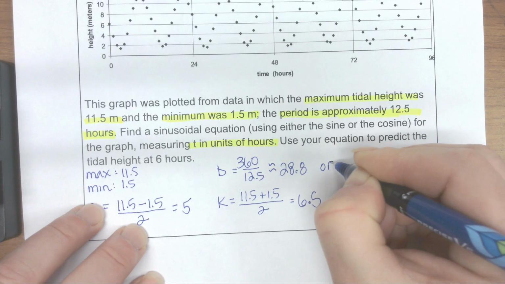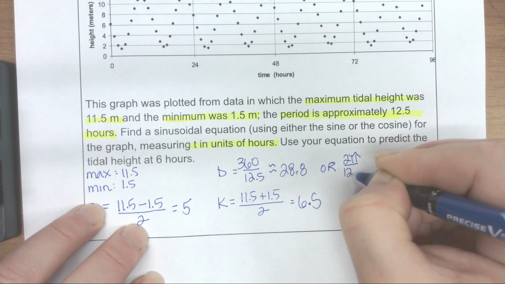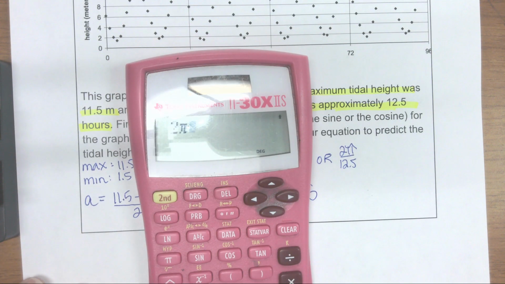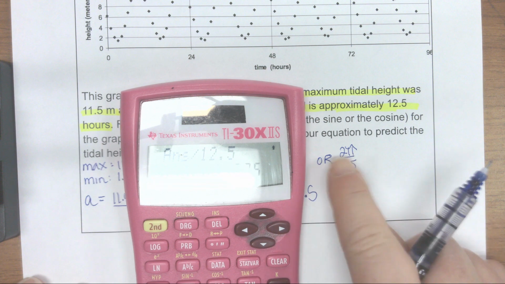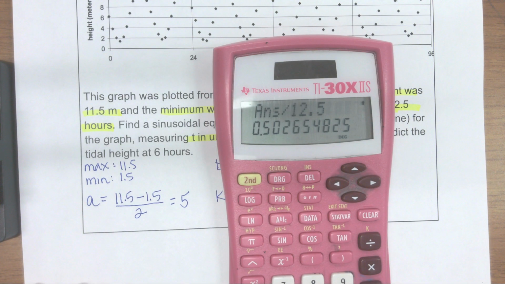Or if it's in radians, it would be 2 pi divided by 12.5. So I'm going to also write that out just in case. We haven't dealt a whole lot with radians, but sometimes in these word problems they come up. All I did there was type in pi on my calculator. So I did 2 times pi, and then I divided it by b, and I got about 0.502.